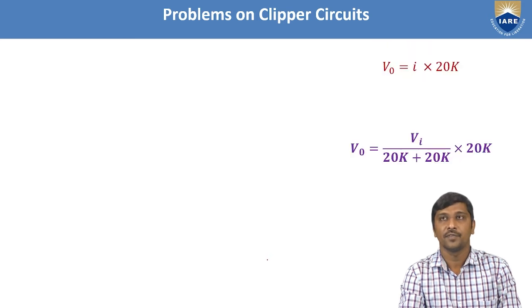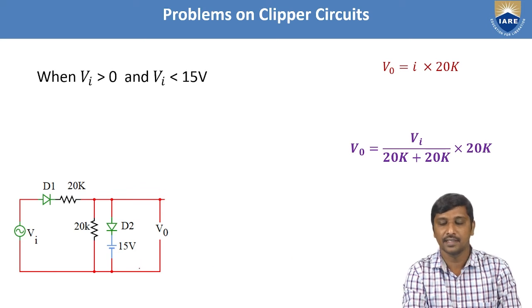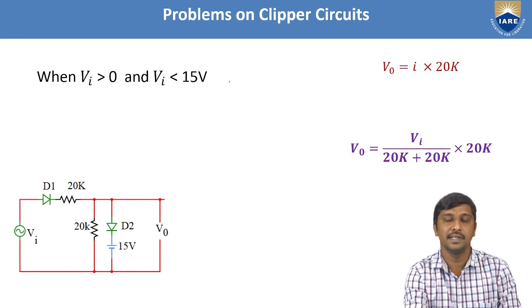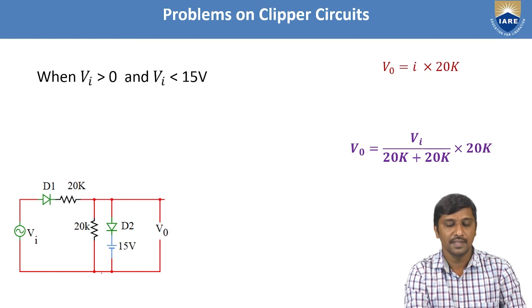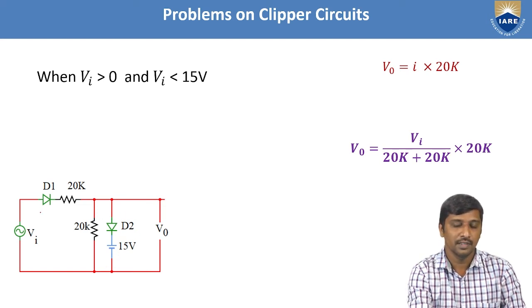Now we'll see what happens when VA is greater than 0 and VA is less than 15, which means your input lies between 0 and 15 volts. For this given circuit, your input now lies between 0 and 15. Since it is greater than 0, a positive voltage is passing through the anode of D1. Hence, D1 becomes conducting.